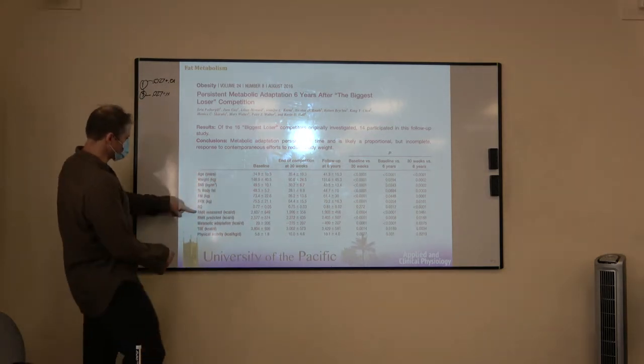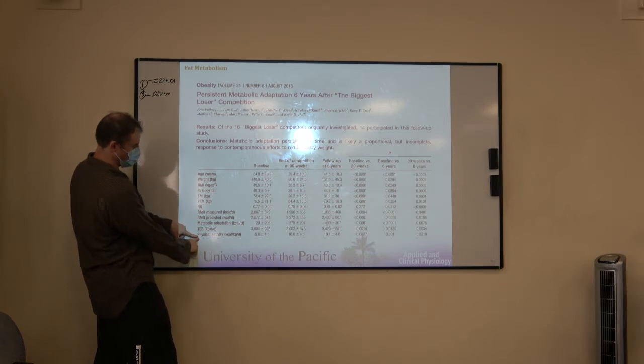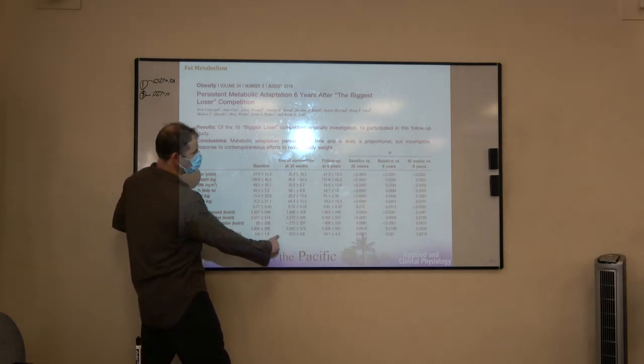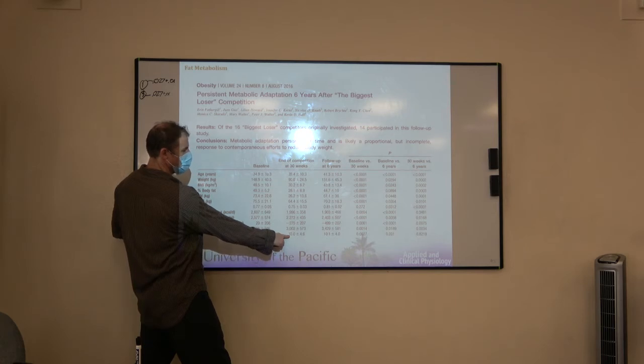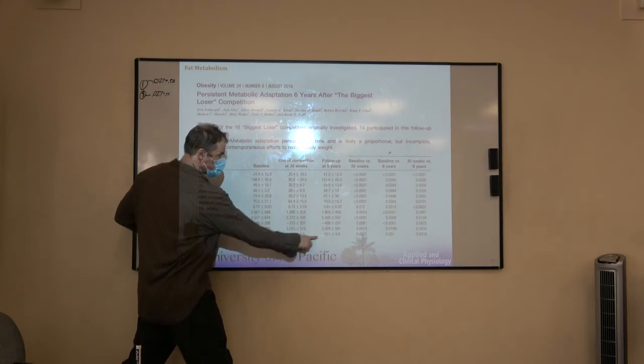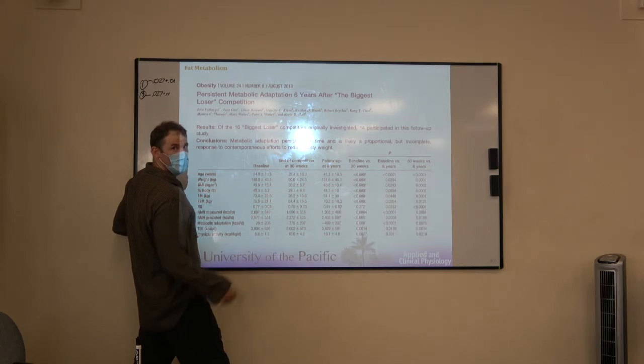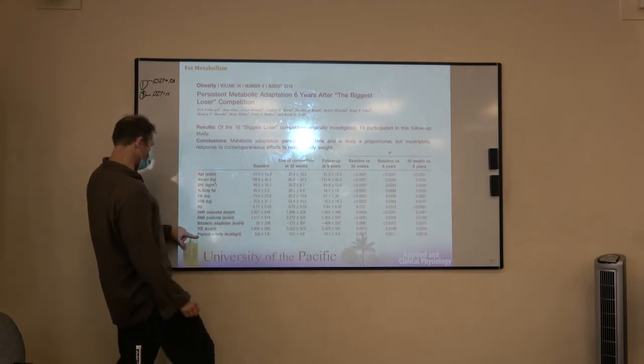But you look at stuff like physical activity. Okay, baseline was very low. And then at the end of the competition, physical activity was high. It's the same as it was. This is six years later. Same amount of physical activity. What happens to the basal metabolic rate?